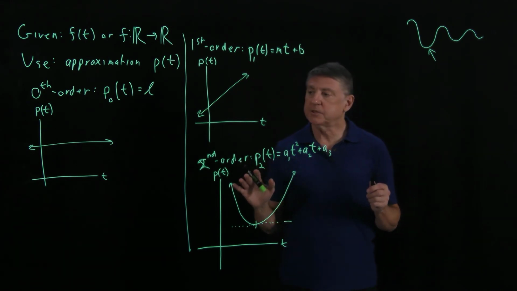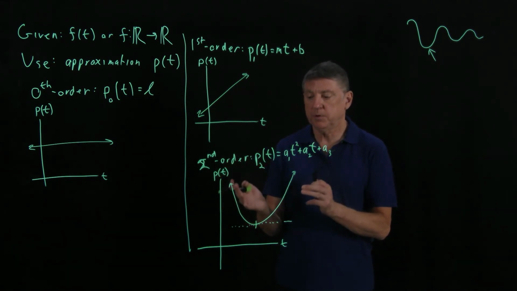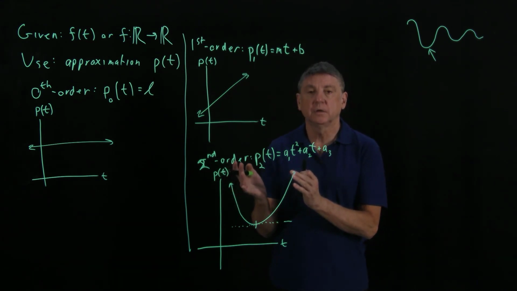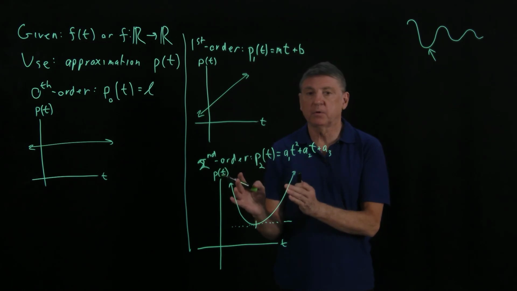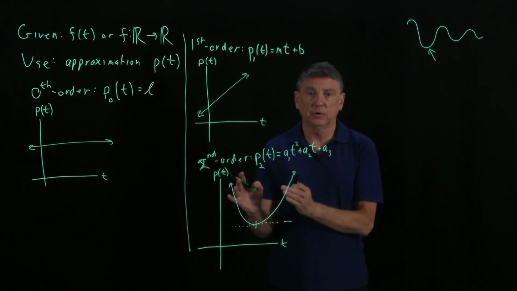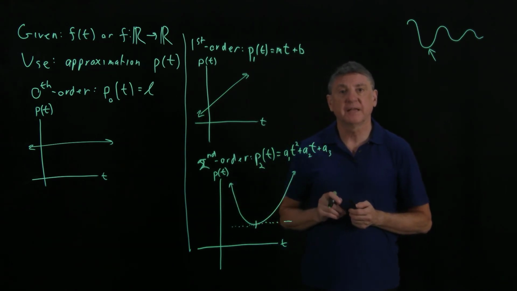So the question that this raises is, how do we compute a polynomial approximation to a function? And in particular, how do we compute a second order polynomial or a quadratic approximation to a function? And that will be a subject for later sessions.